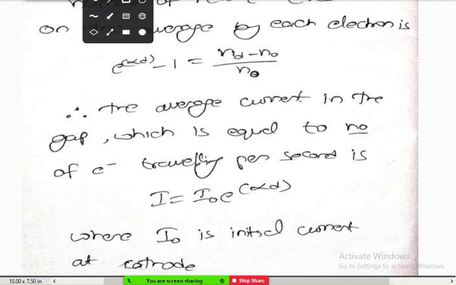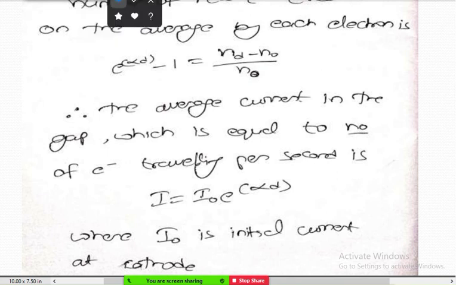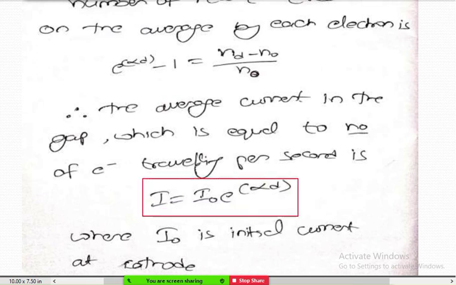So this is the equation we require: I is equal to I naught into e power alpha d. This is the final equation that is required, or nd is equal to n naught into e power alpha d, that is in terms of the number of electrons, and I is equal to I naught into e power alpha d, that is in terms of current. So that is as per Townsend's equation.